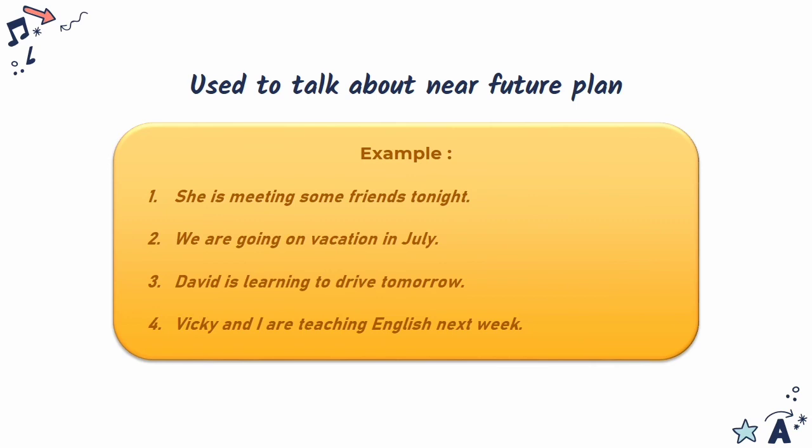Next, David is learning to drive tomorrow. Tomorrow is the near future. David is a he, so we use is. Vicky and I are teaching English next week. If we think about the subject, Vicky and I, which is we, so we use the be verb are, putting it all together.